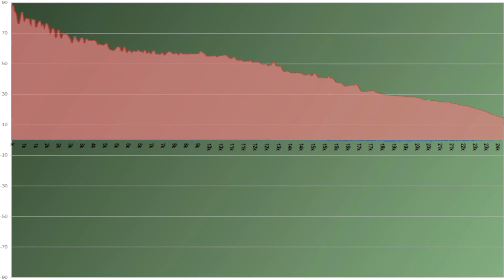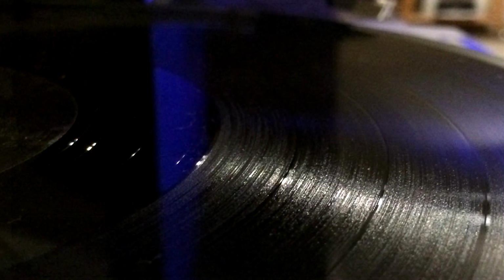The loss is so minimal that most people with most equipment won't even hear it. Even if you do, you could always adjust the EQ for it. This just shows vinyl is extremely durable and you aren't ruining it by playing it, especially when you're using it on a properly calibrated turntable.